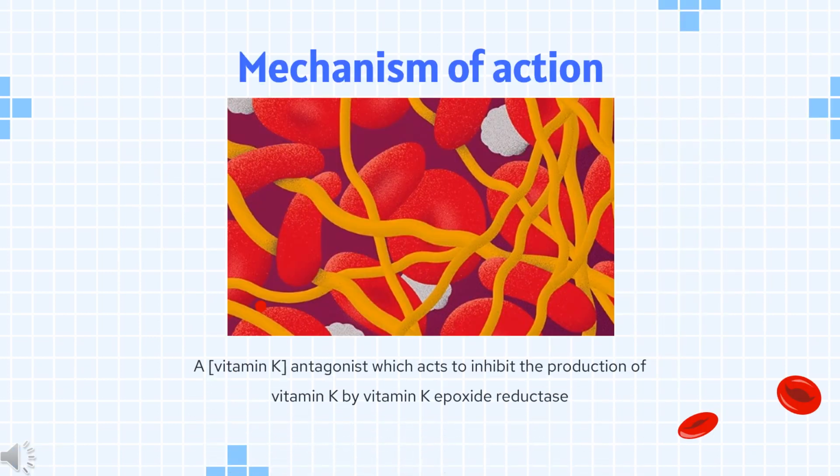Mechanism of action. Warfarin is a vitamin K antagonist which acts to inhibit the production of vitamin K by vitamin K epoxide reductase. The reduced form of vitamin K, vitamin KH2, is a cofactor used in the gamma carboxylation of coagulation factors 7, 9, X, and thrombin. Carboxylation induces a conformational change allowing the factors to bind Ca2+ and to phospholipid surfaces. Uncarboxylated factors 7, 9, X, and thrombin are biologically inactive and therefore serve to interrupt the coagulation cascade.